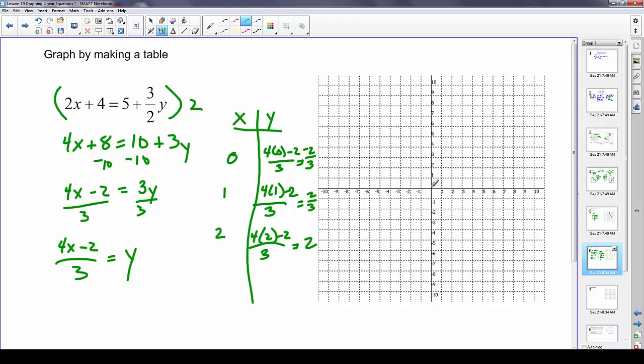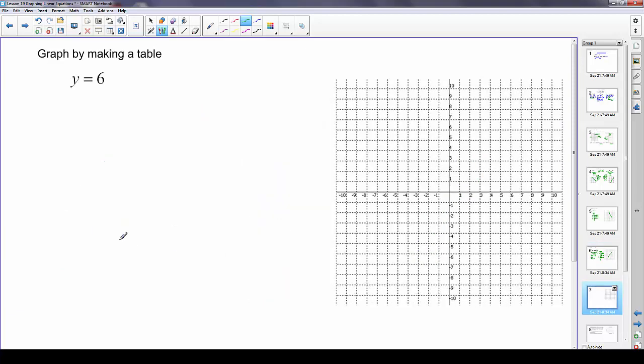So now at 0, I have negative 2/3. Not super accurate, but I'll take a stab somewhere around here. At 1, I have 2/3 up. Again, not real accurate, but we'll estimate. And then at 2, I'm up at 2. So those pretty much appear to be in a straight line. I connect my dots. Keep going in both directions forever. There's your line.